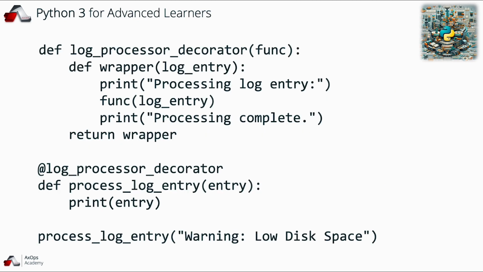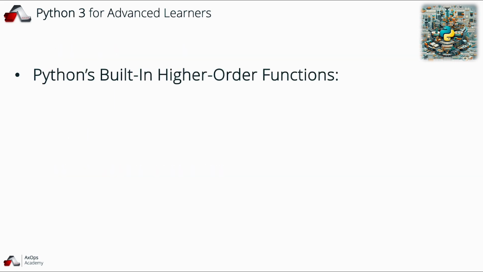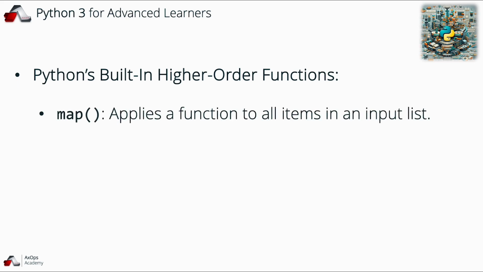Let's take a look at this snippet, for instance. We have the decorator function defined at the beginning of the snippet, log_processor_decorator, which consumes a function. Internally, it has a wrapper function that does processing based on those inputs, and then the wrapper is returned to the calling party. This function's name is then used as the decorator name. So you can see on the last 4 lines, the process_log_entry function has been decorated with the log_processor_decorator.